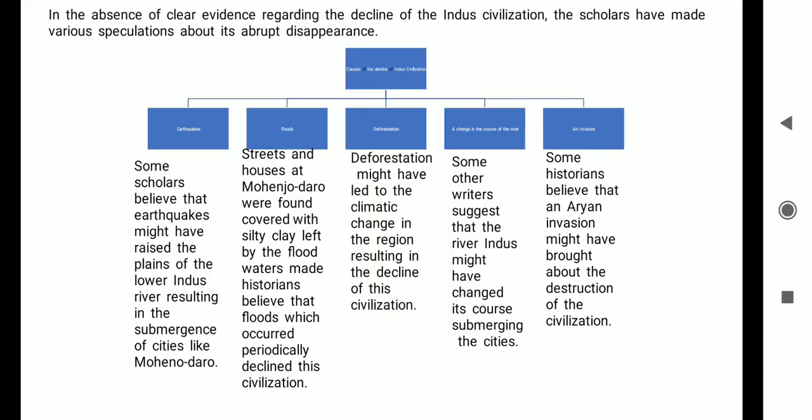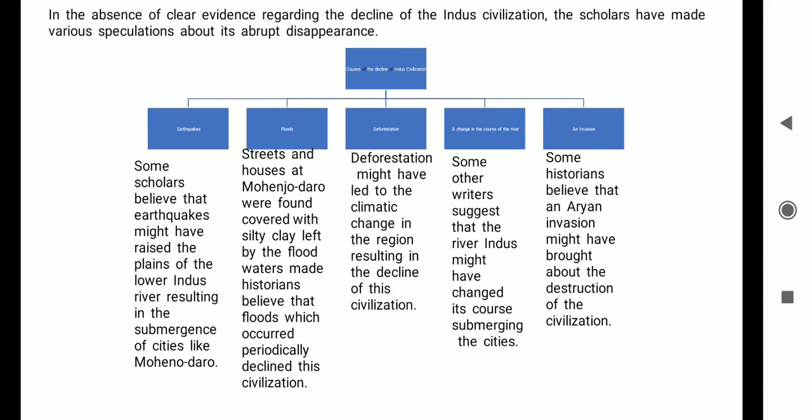The reason for the decline of Indus Valley civilization is not clear. Some historians feel that as the Indus area lies in a disturbed seismic zone, earthquakes might have led to submergence of cities. As the civilization flourished near river Indus, many historians feel that periodical floods might have destroyed it.